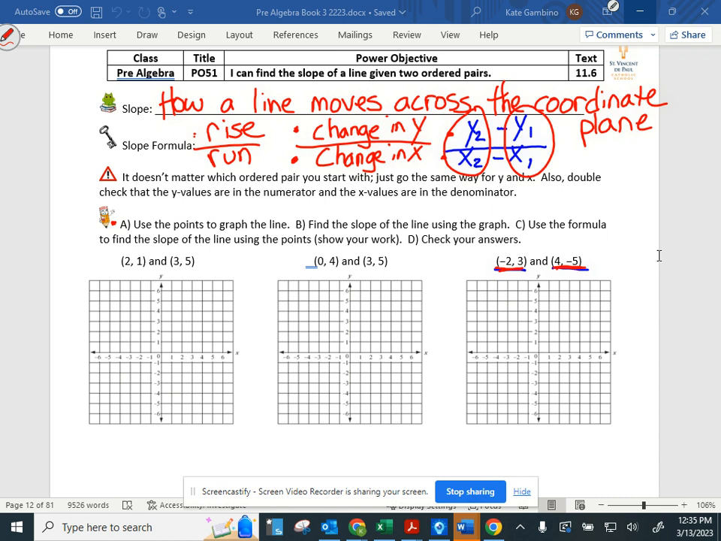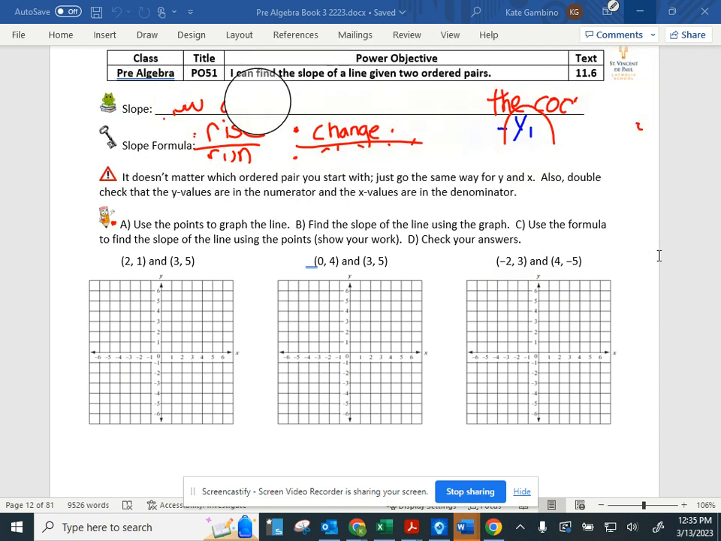Okay, so we're doing it both ways to make sure that we're doing this new formula correctly, because then in the future, we're just going to use this formula instead of doing the graphing. But we're doing both today to make sure that we're doing it correctly. So I'm gonna scroll up so we can see better.